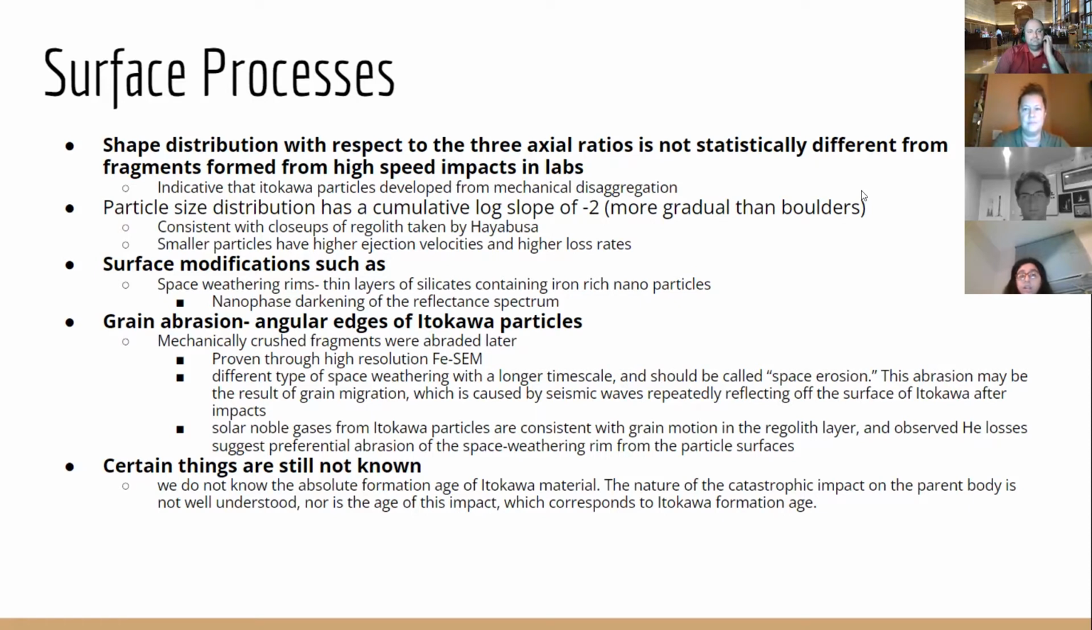Things that aren't known about Itokawa include the absolute formation age, which is still uncertain. We're not 100% sure about that, or the nature of the impact. So we know certain aspects of the parent body, but we don't have the complete picture yet. What we do have an idea of is the type of asteroid it is, probably where it is in the asteroid belt, which is given to us by its class, and what the particles that we see show us.